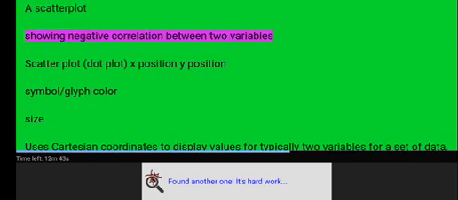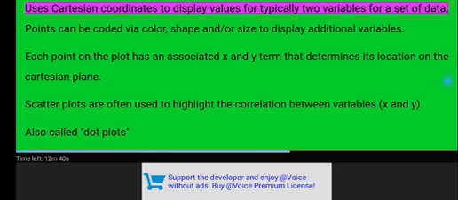A scatterplot showing negative correlation between two variables. Scatterplot. Plot, x position, y position. Symbol, glyph, color, size. Uses Cartesian coordinates to display values for typically two variables for a set of data. Points can be coded via color, shape and/or size to display additional variables. Each point on the plot has an associated x and y term that determines its location on the Cartesian plane. Scatterplots are often used to highlight the correlation between variables x and y.